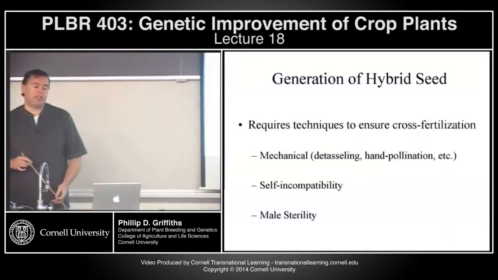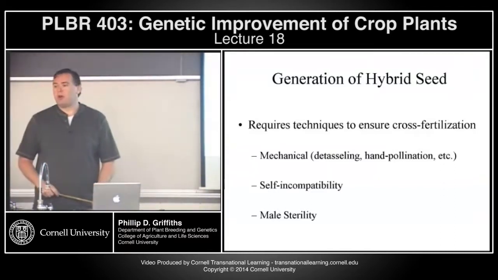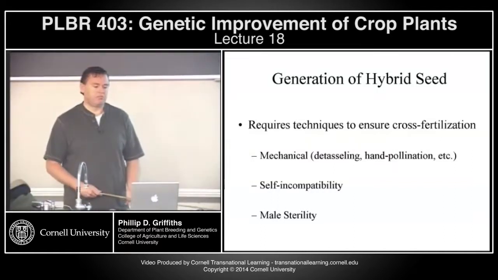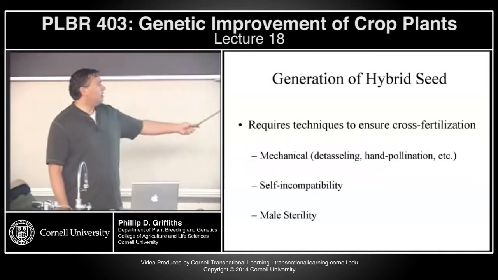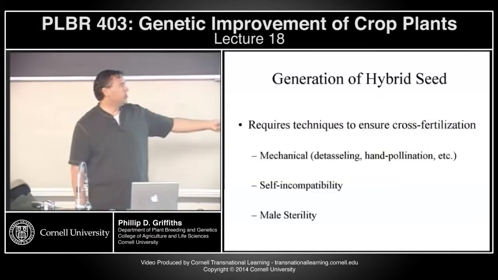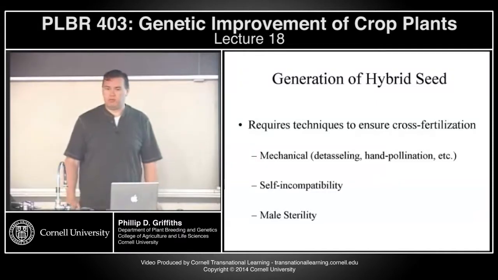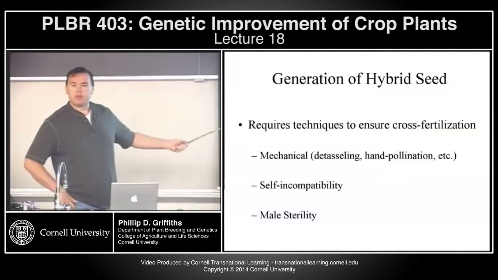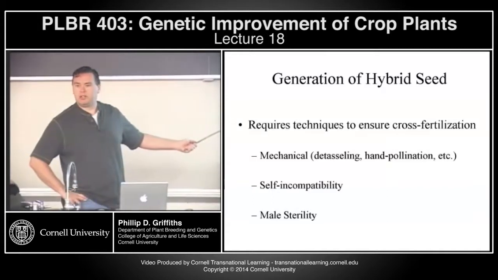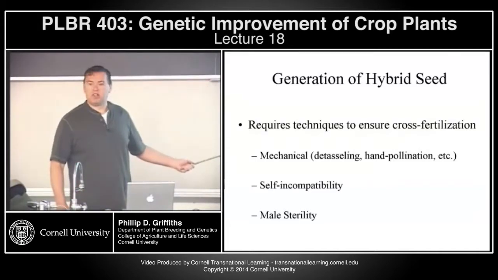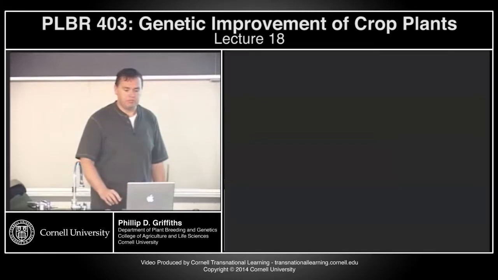So when we're looking at the generation of hybrid seed, the three most common methods of producing these hybrids, which is important for commercial seed production, is the mechanical approach, such as detasseling, hand pollination, or even chemical or hormone type of approaches; self-incompatibility, which occurs naturally in outcrossing species to prevent self-pollination and to encourage the outcrossing; or male sterility. These are the three most common approaches used for hybrid seed production.